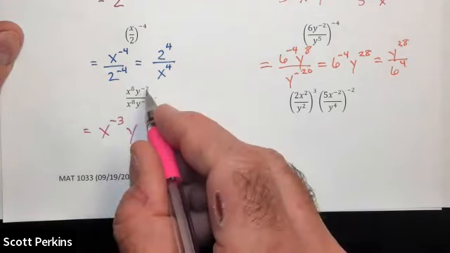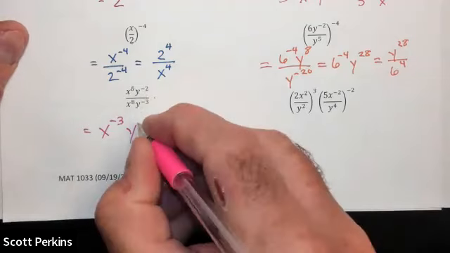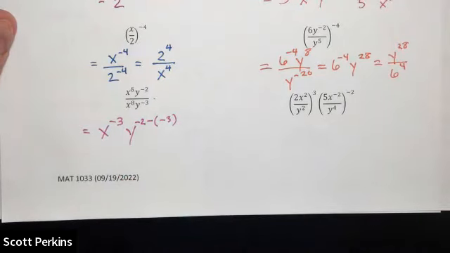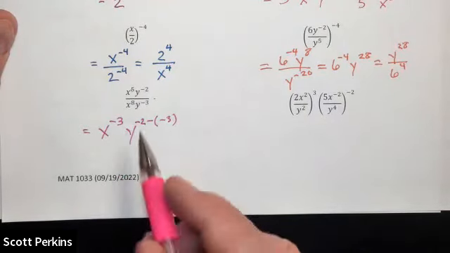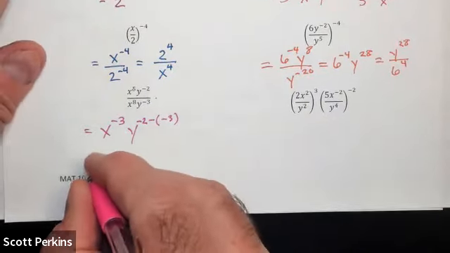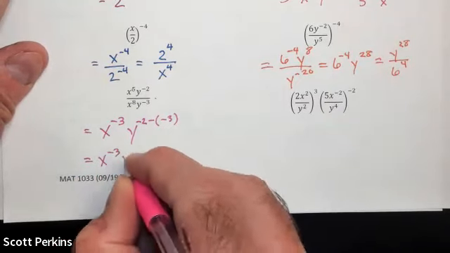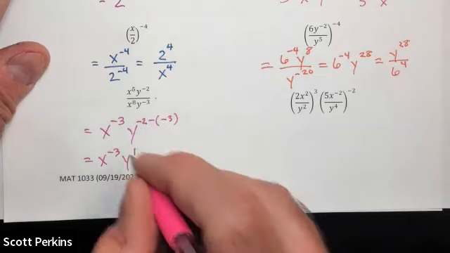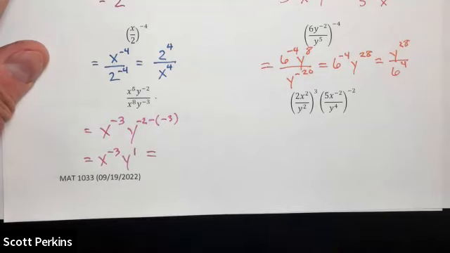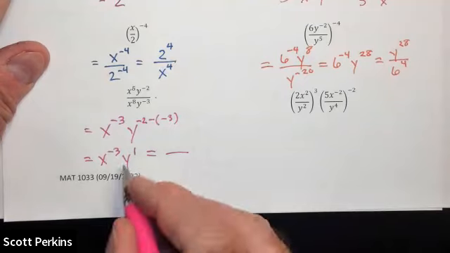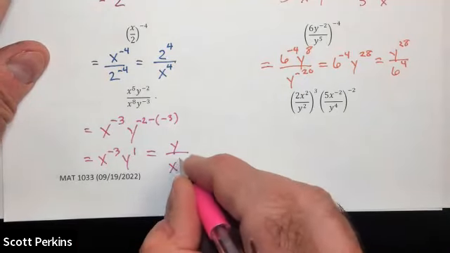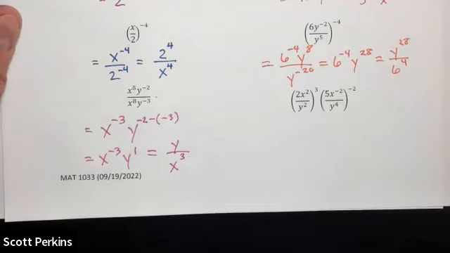And so I have -2 minus -3. I'll write that down just because I don't want to assume everybody's following along. So -2 minus -3. So I have x to the -3 and then y. -2 minus -3 is -2 plus 3 or 1. And so the y stays in the top because it has a positive exponent. The x goes to the denominator because it has a negative exponent.